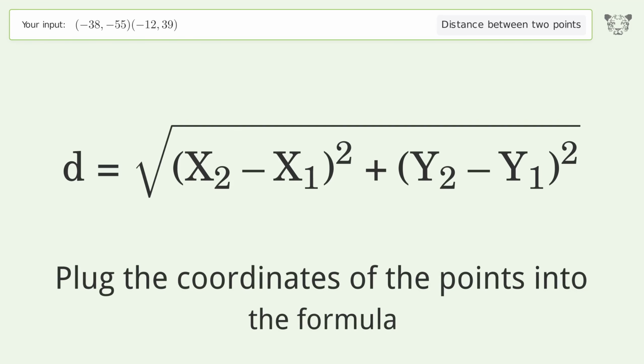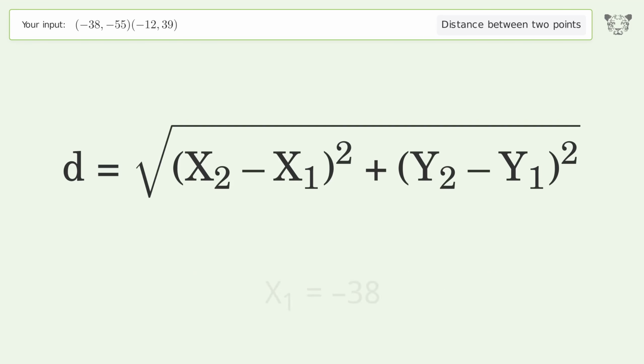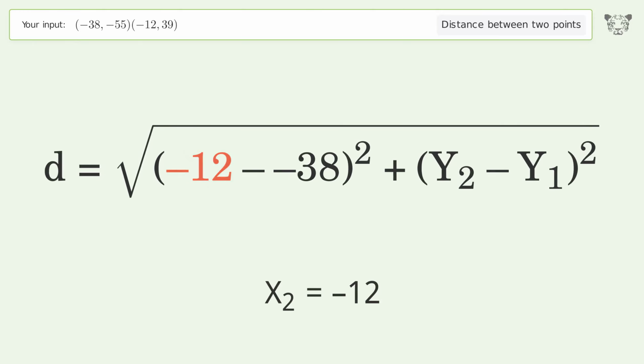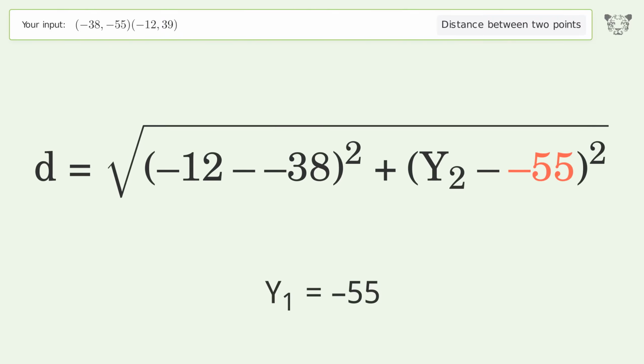Plug the coordinates of the points into the formula. x1 equals -38. x2 equals -12. y1 equals -55. y2 equals 39.